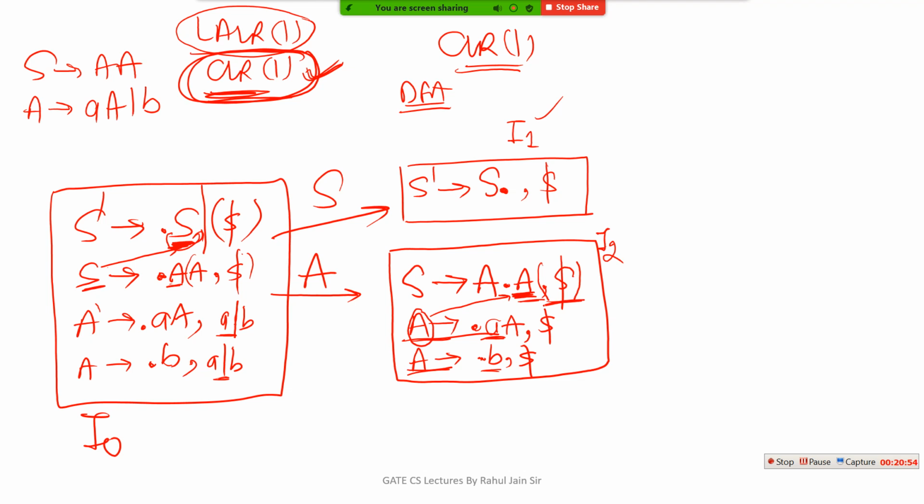I need to take the lookahead directly from the transition. While doing a transition, the lookahead does not change. But while doing closure, these two come from closure. While doing closure, the lookahead may change, because the lookahead depends on the previous steps. So it is my I2 state.